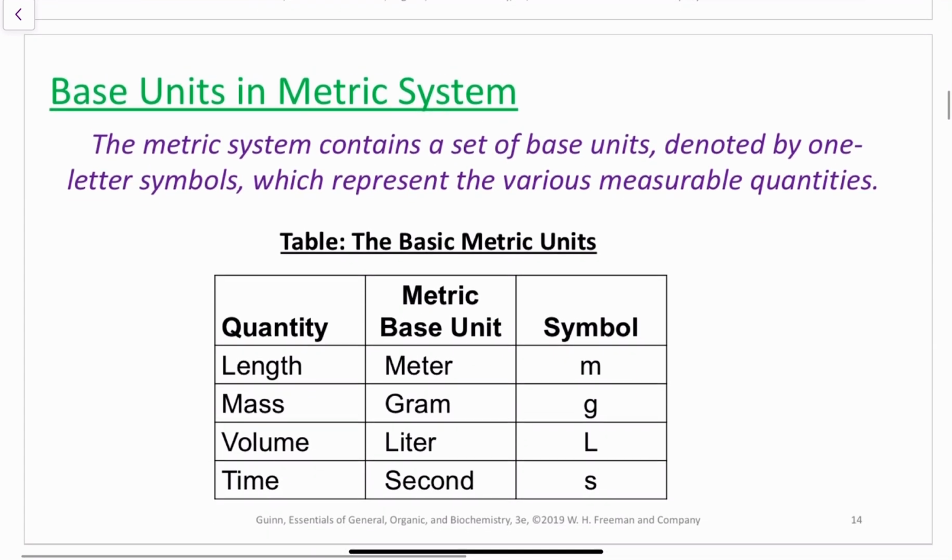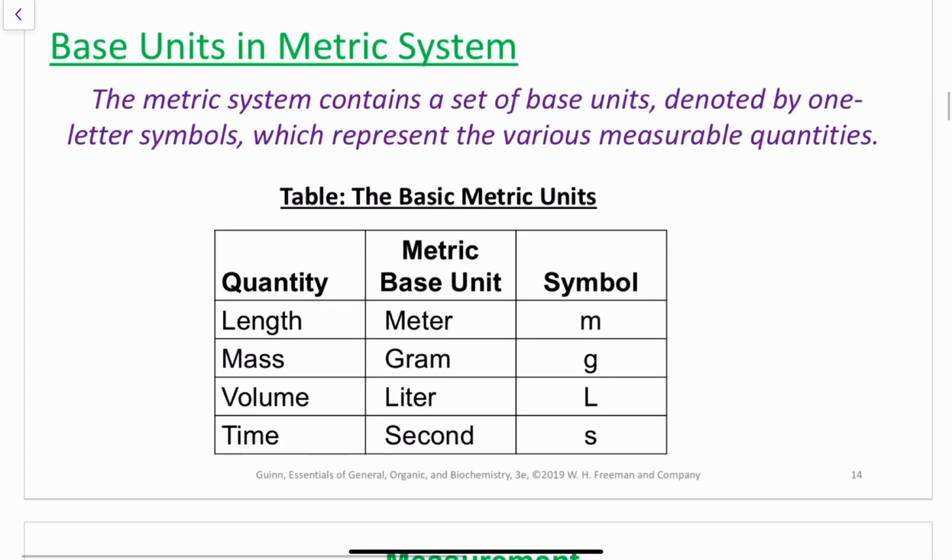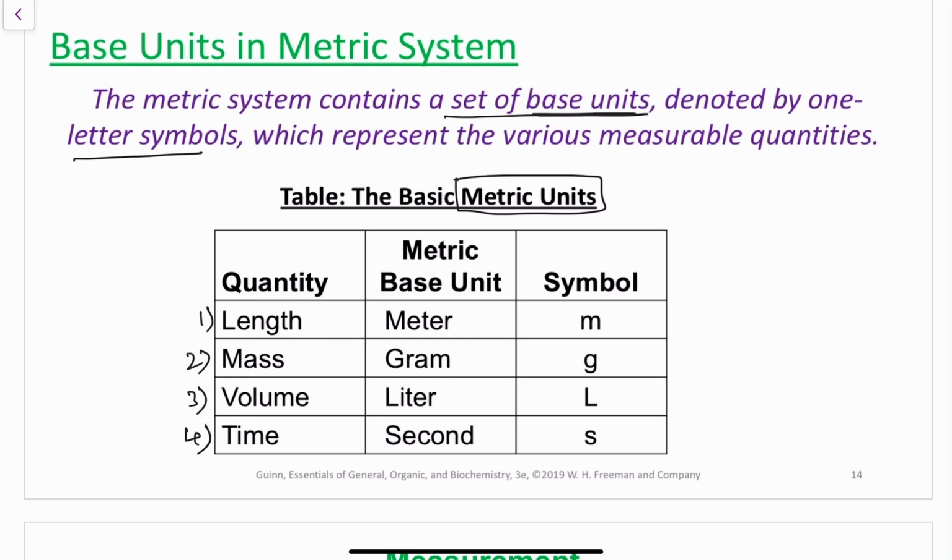So now let's talk about the metric system. The metric system contains a set of base units, right? And each is denoted by a one-letter symbol, right? So what are the quantities we use in the metric system? The first one is length, second is mass, third is volume, fourth is time.